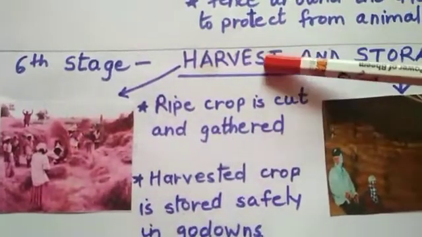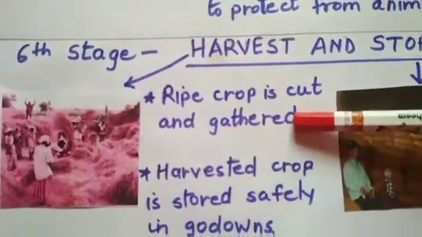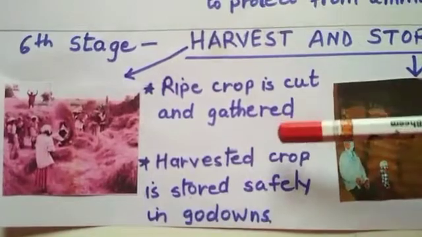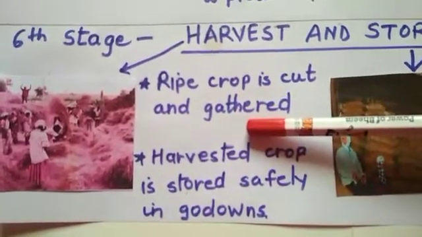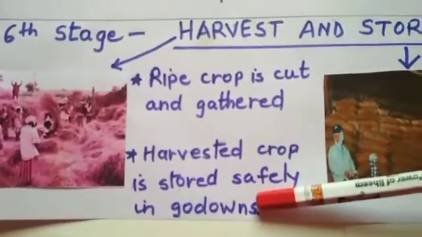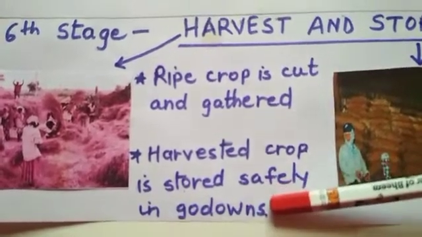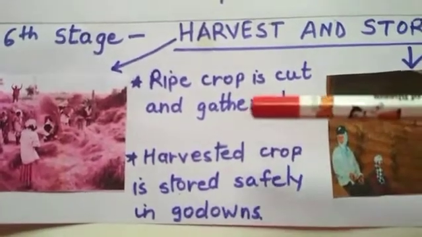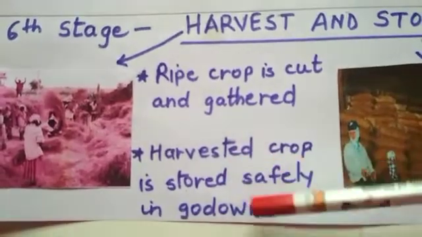But what is the meaning of harvest? Harvest means ripe crop is cut and gathered. So whatever chaff is collected is removed and the seeds are kept safe. And once the crop is harvested, then it is stored safely in godowns. Now since the grains grow in large amount, it is not consumed immediately. Okay, it has to be used over a period of time. So that's why the need of storing this harvested crop is felt.